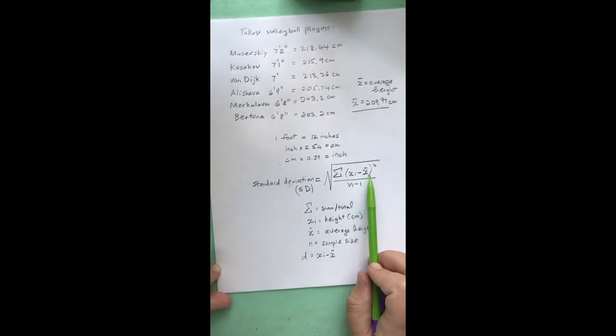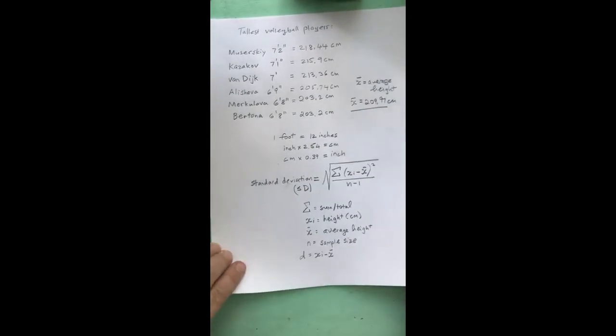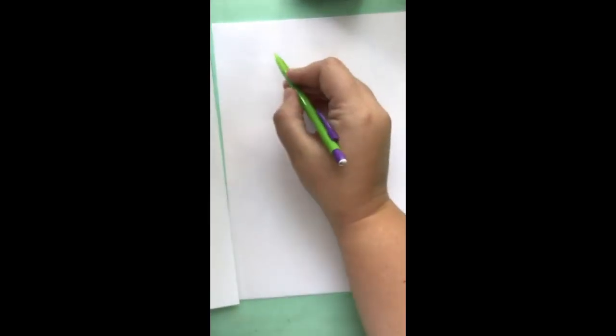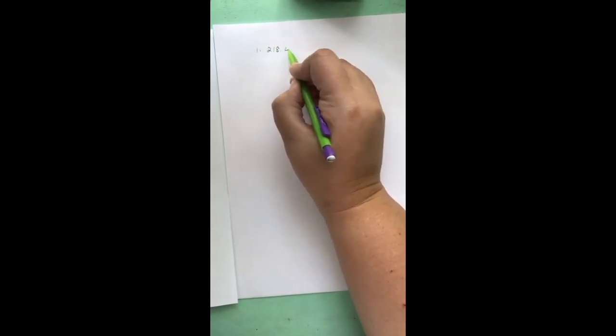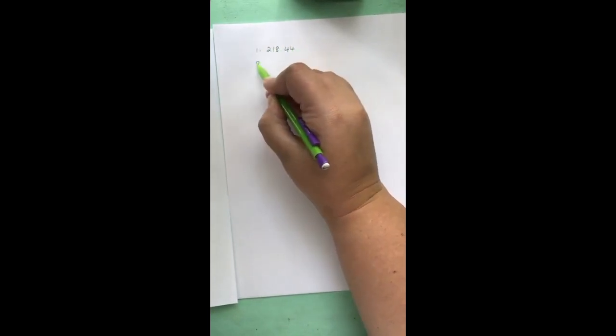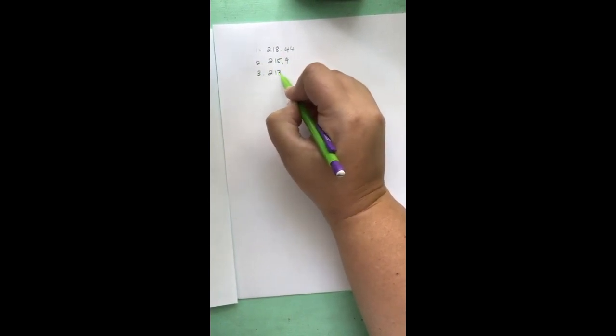So now for all 6 of these athletes, we have to calculate D squared so that we can plug that into the formula. So we're going to move to a new sheet of paper, and we're going to take our individual heights. There's our first one, 218. I'm going to quickly jot them down so we have them here to work with.